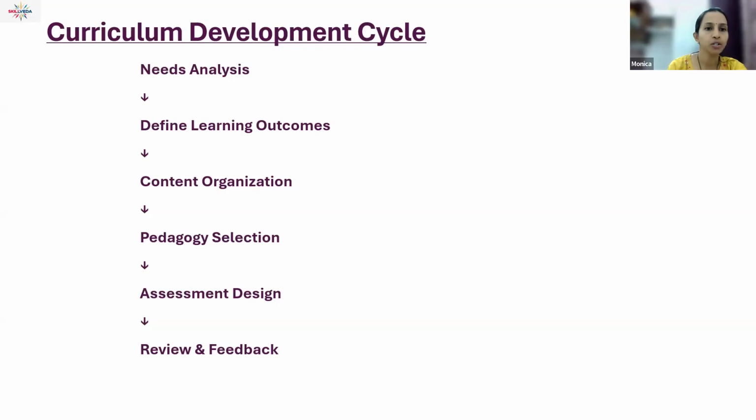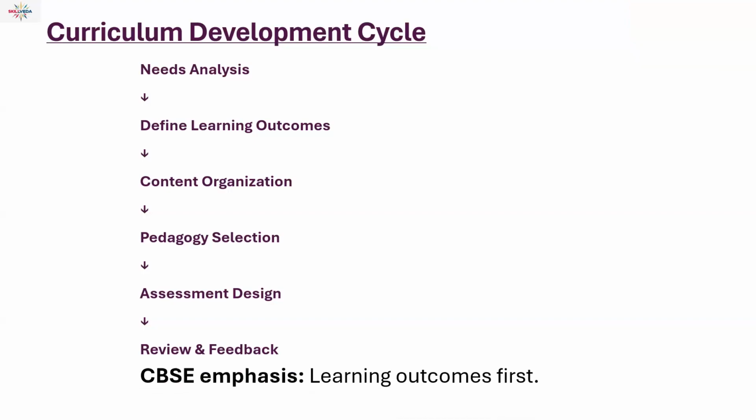Then pedagogy selection. After that, we choose some teaching and learning strategies, whichever suits the children there. And then assessment design. So this should also align with the learning outcomes. And the last point is review and feedback. So here we finally evaluate the effectiveness and give feedback to improve the curriculum. And remember, this cycle then repeats again for continuous improvement. So in CBSE, the competency-based approach, we start with learning outcomes and align everything else to them only. So learning outcomes come first in CBSE.